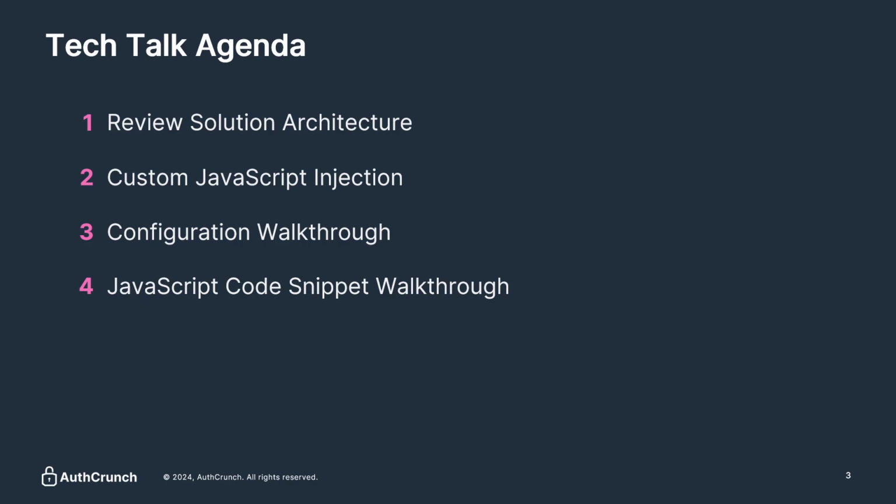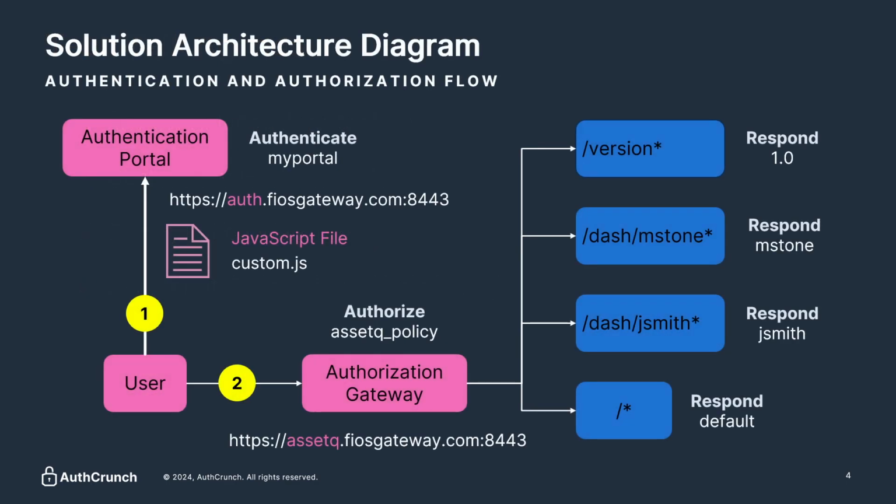Let us begin. All right, my environment consists of two services: the authentication portal that you see over here, and an application called Asset Queue, which is protected by the authorization gateway, served under assetqueue.firesgateway.com. So the goal is to allow users, once a user authenticates, so I have two users, M. Stone and J. Smith.